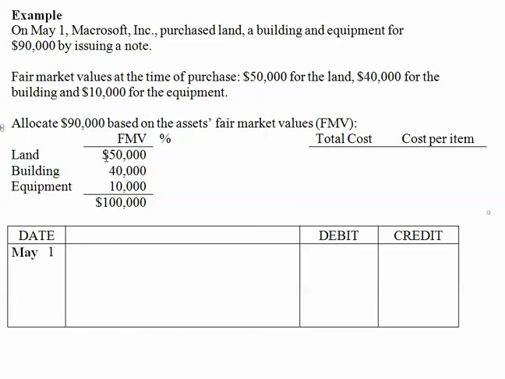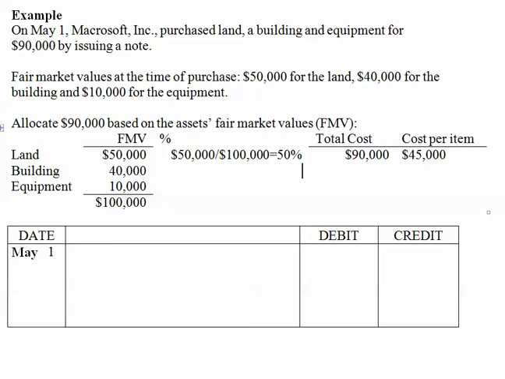So if you take a look here, our land is 50, building 40, 10 equipment. So it's worth $100,000 in total as far as fair value. So basically then what you're going to do is take the percent. So for the land, you're going to take the 50,000 divided by the 100,000 to get a proportion, and that's the 50% that we're going to use to allocate the cost. So the total cost again was $90,000. So 50% of that, we'd have $45,000 go to the land.